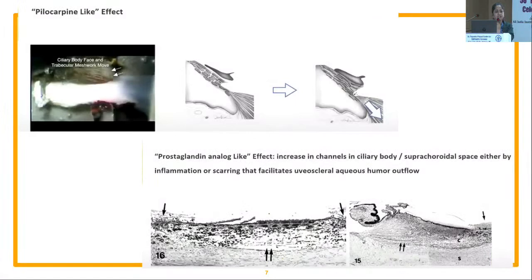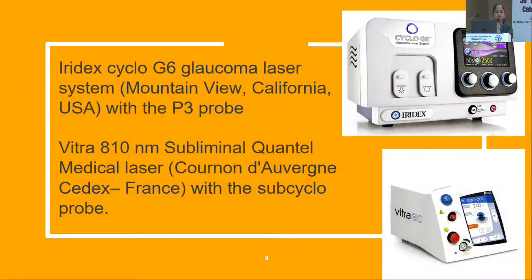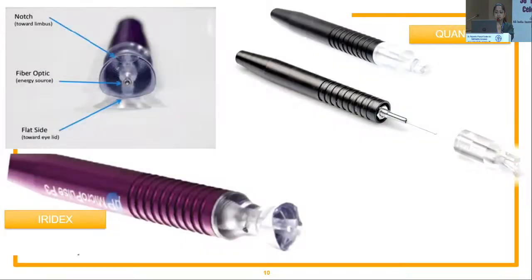There are other mechanisms of action also described, like a pilocarpine-like effect, causing stretching of the trabecular meshwork and increasing the width of Schlemm's canal and increasing the uveoscleral outflow. However, these have not been proven. So there are two types of micropulse laser currently available in the market. One is by Iridex in the name of Cyclo G6, and the other is Vitra, manufactured by Quantel. There is a slight difference in the probes of both the machines.